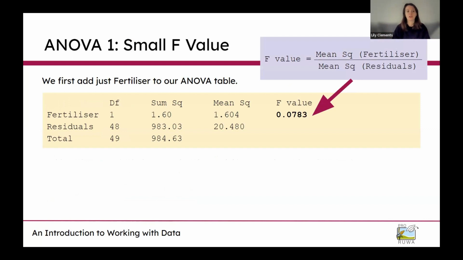Now, here we've just got an ANOVA table, within it our fertilizer against our yield. We've got our F value, which, if you remember, is the mean squared fertilizer divided by the mean squared residuals. Our mean squared fertilizer is 1.604, and our mean squared residuals is 20.480. Because the mean squared residuals is so much higher than the mean squared fertilizer, we have a very small F value.